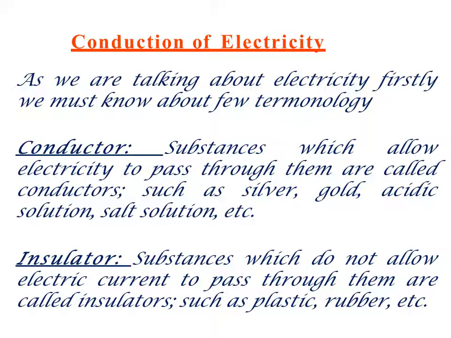Okay. Then we have insulators. What do you mean by insulators? The opposite of conductor is insulator. That means substances which do not allow electric current to pass through them are called insulators. That means they don't allow electricity to flow within the body, such as plastic, rubber, etc.